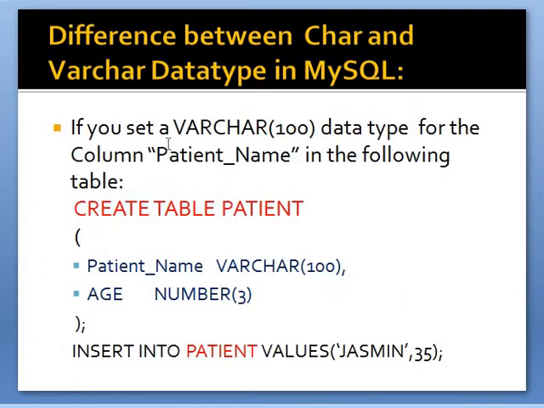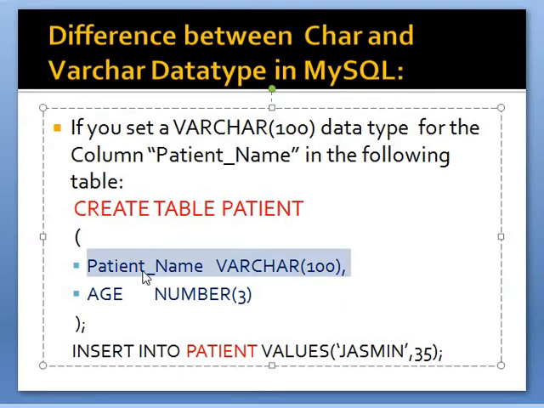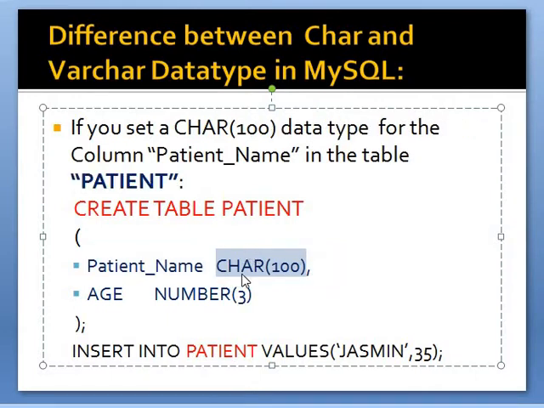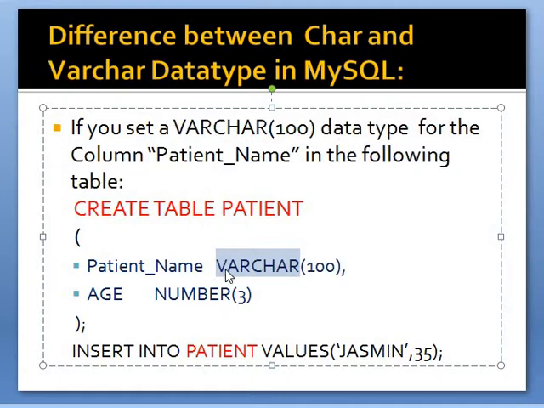Now let's say if I set a varchar 100 data type instead of the char 100 data type for the column patient name, then I get to see the declaration of the column patient name like this. Here patient name is the column name, varchar is the data type, and 100 is the variable length size. Note that when I use the char data type, then the size 100 denotes the fixed length size. But now as I use this varchar data type, then the size 100 will denote the variable length size.